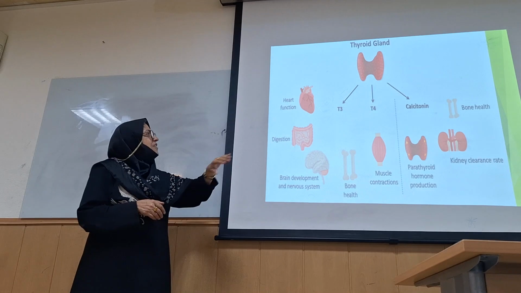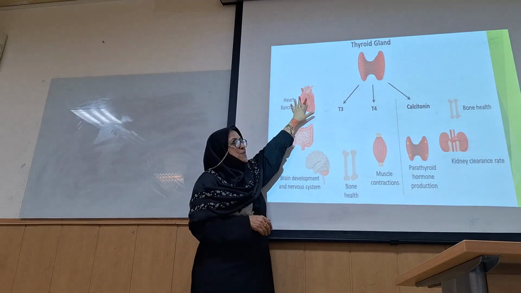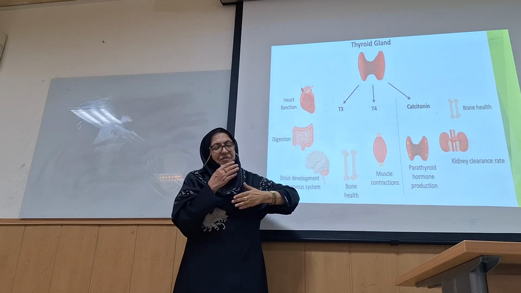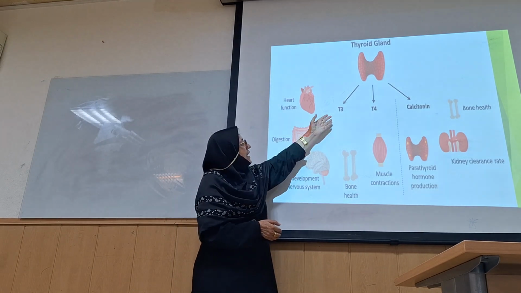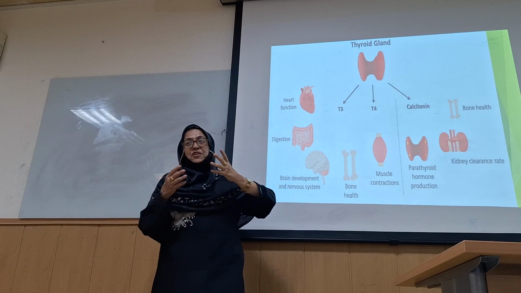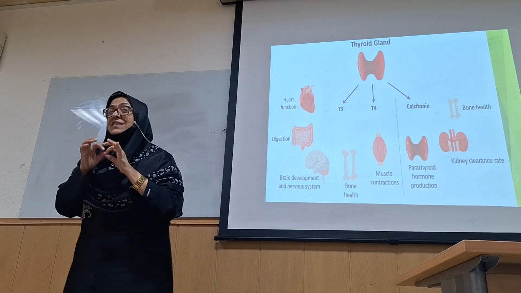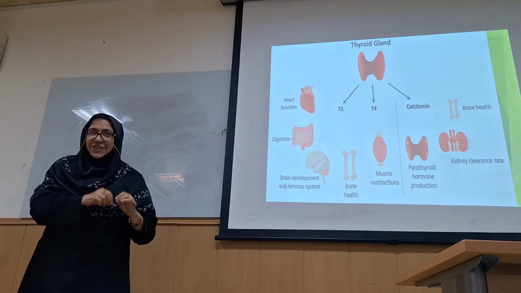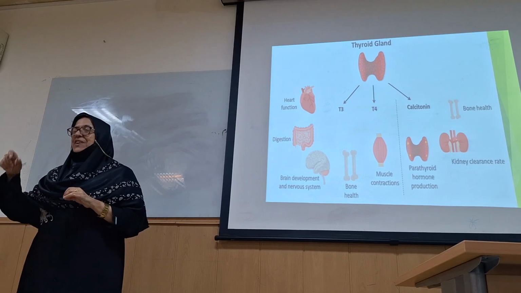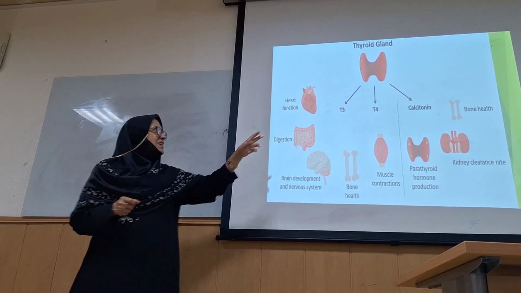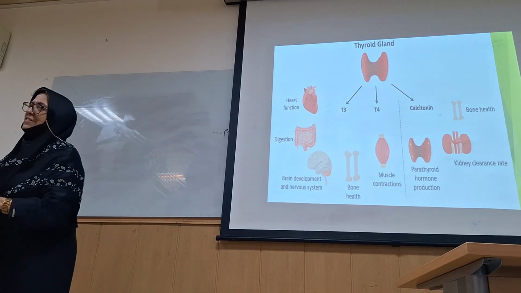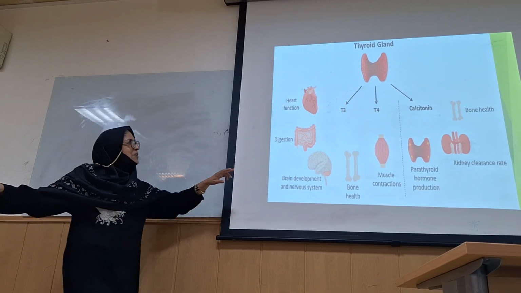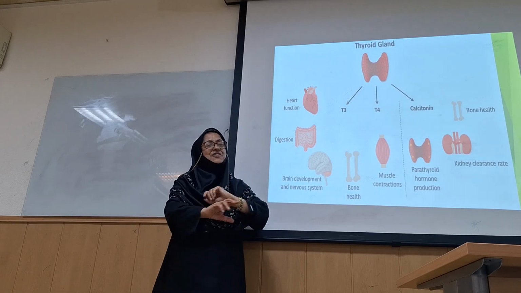In the direct effect, thyroid hormones have special receptors on the heart and activate heart function. T4 and T3, the thyroid hormones, increase and activate norepinephrine and epinephrine receptors in the heart. Again, they activate the heart. Okay? Thyroid hormones affect the digestive system.